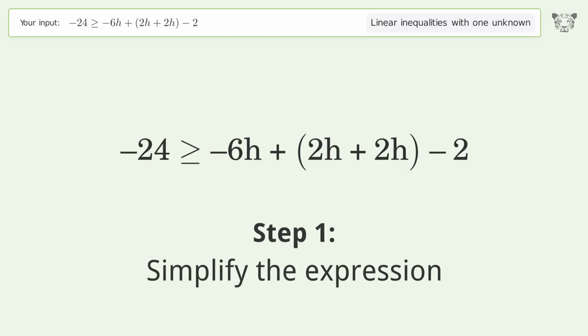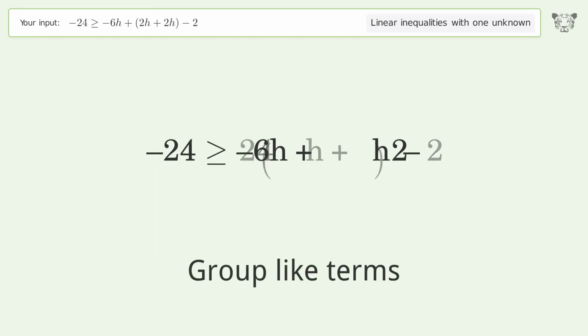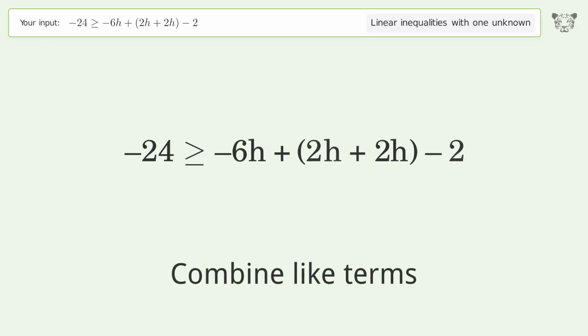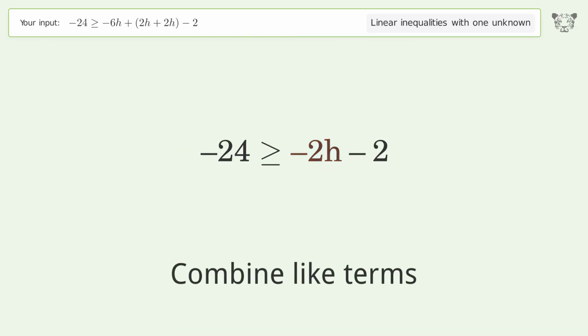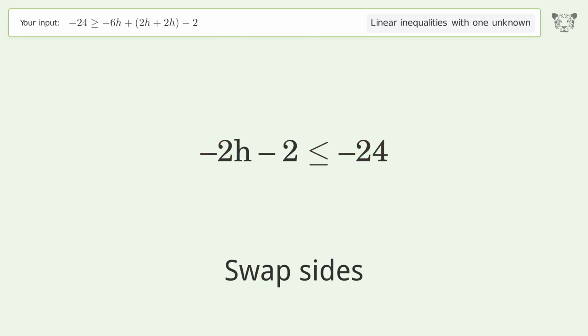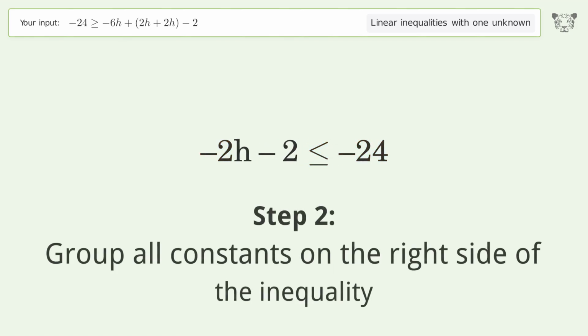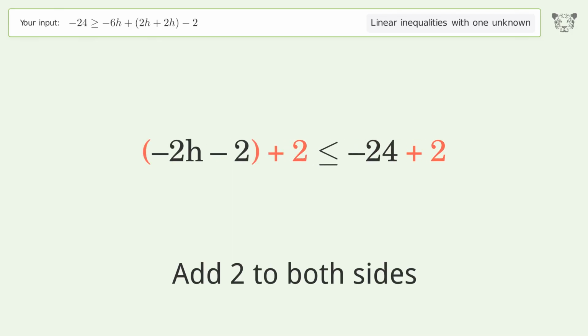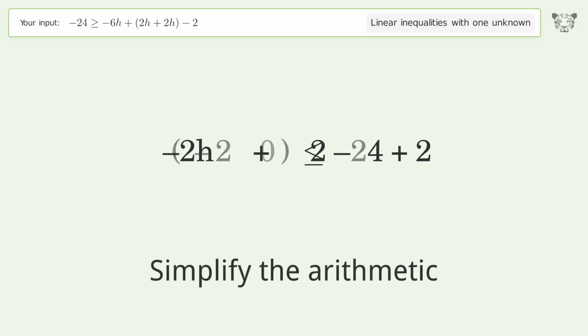Simplify the expression. Group like terms. Combine like terms. Swap sides. Group all constants on the right side of the inequality. Add 2 to both sides. Simplify the arithmetic.